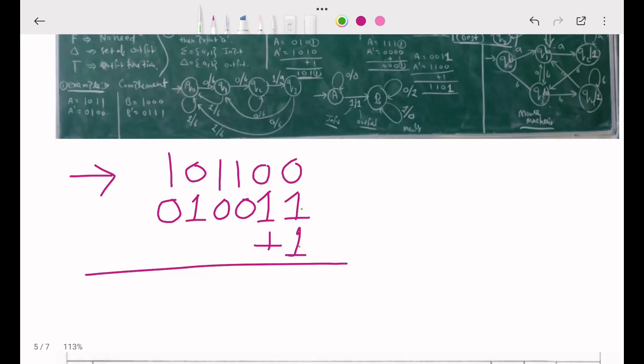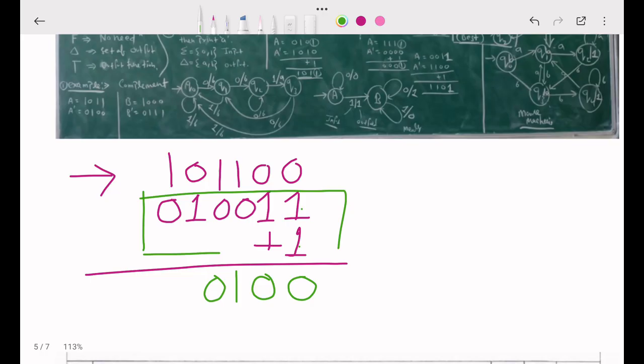1 plus 1 is equal to 0, carry 1. 1 plus 1 is equal to 0, carry 1. And 0 stays 0. I am using only this one. This is the 2's complement. So 1 1 0, carry 1, and this is 0, this is 1, same, and this is 0.